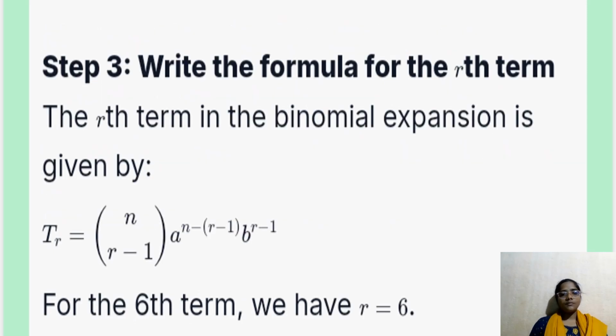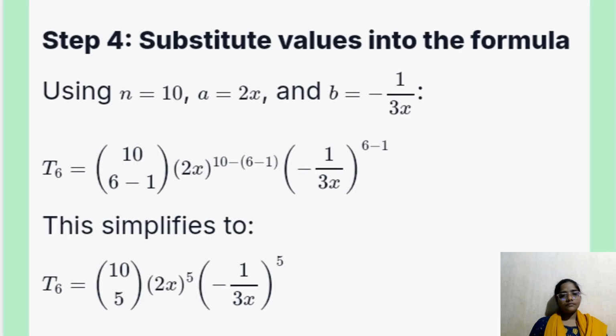This is the third step. First of all, write the formula for the rth term. The rth term in the binomial expansion is given by T_r equals nC(r minus 1) into a to the power n minus (r minus 1) into b to the power r minus 1. For the sixth term, we have r equals 6. Now, substitute this 6 in the above formula.